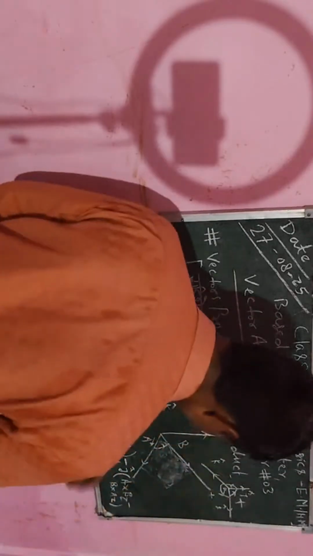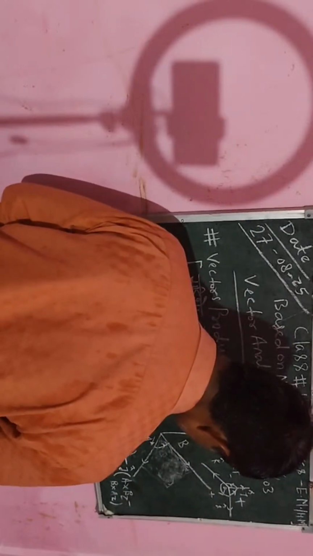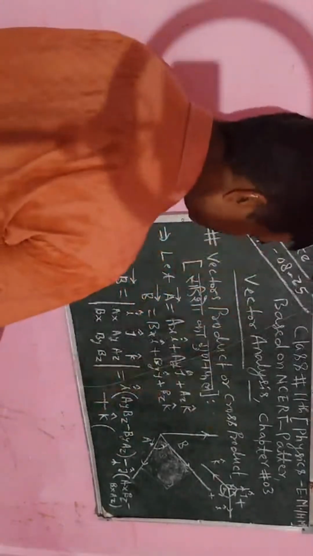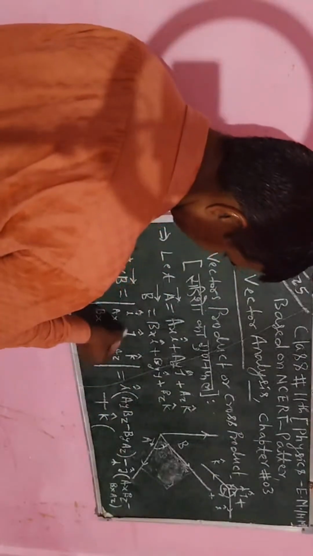So I will close the bracket, and then I will write the third vector, that is k cap. Again I will eliminate this column, and the first row I will eliminate. So I will get this value.